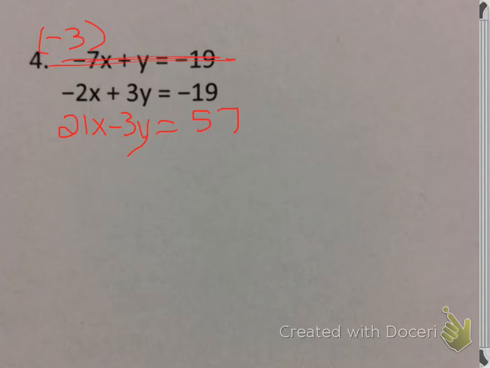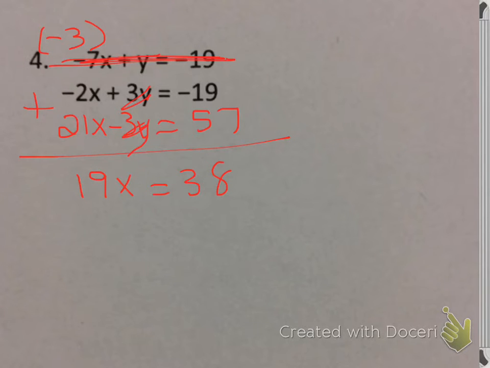I'm going to cross that one out again to remind myself not to use it, and I'm going to add straight down. I get negative 2x plus 21x, which is 19x. My y's cancel, which is why I did this in the first place. And then over here, a negative 19 plus 57 is a positive 38.